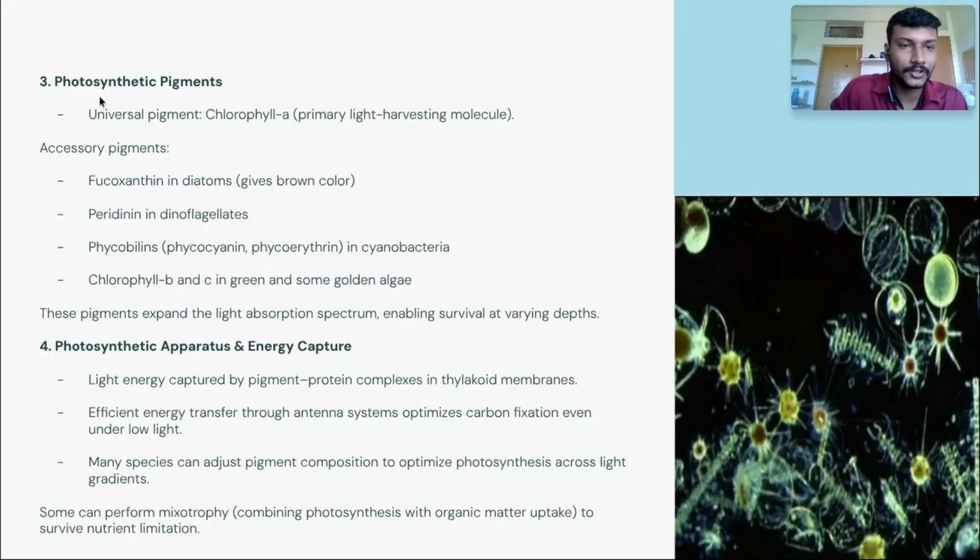Next, we have the composition of the photosynthetic pigments. Now, all these photosynthetic organisms have one pigment in common, that is chlorophyll A. The difference arises when it comes to the accessory pigments. These accessory pigments are responsible for absorbing other lights of different wavelengths and making them available.